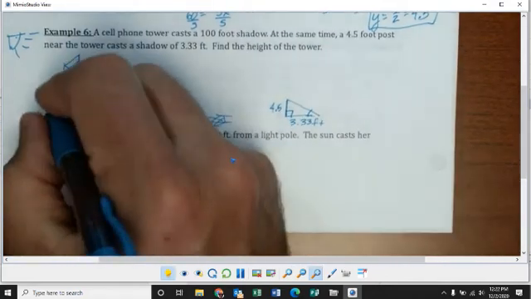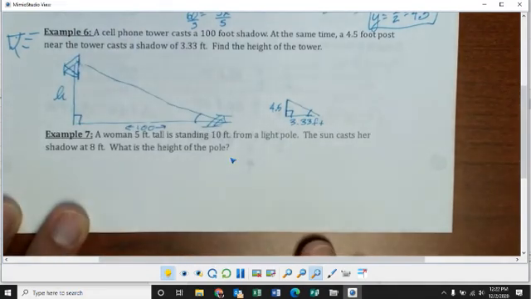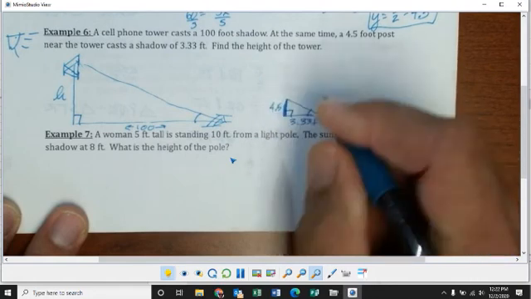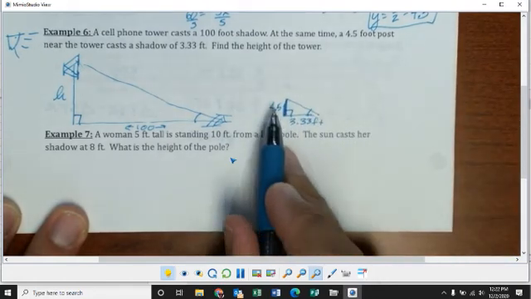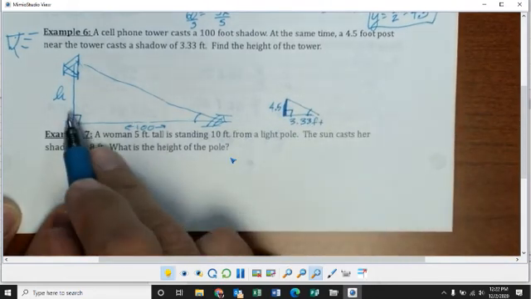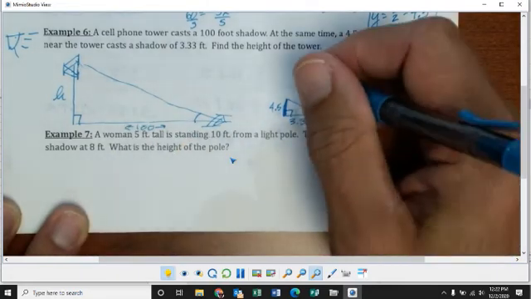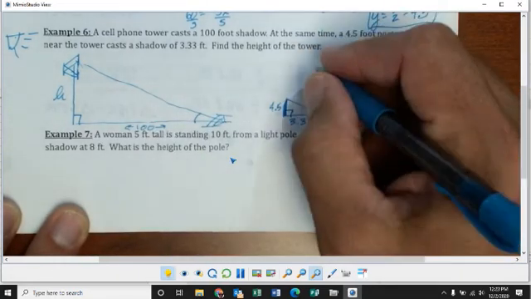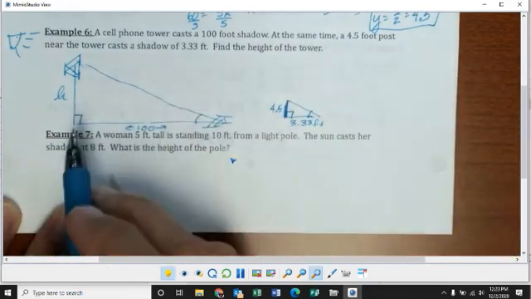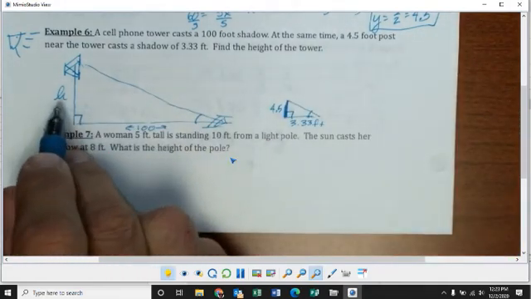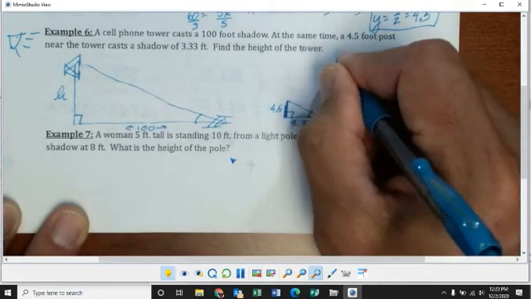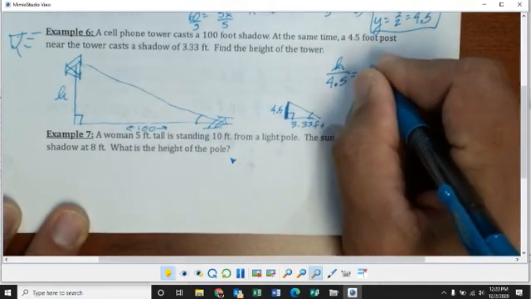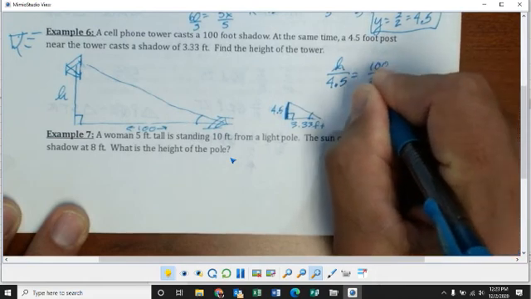Okay, so what I don't know is the height of the tower. Because I know that I've got this post here that's 4.5 feet tall, I've measured the post, I've measured the shadow, and then the height. So that tells me that I need to work around it that way. I'm always doing like parts of the proportion. So I'm going to say h over 4.5 equals 100 over 3.33.